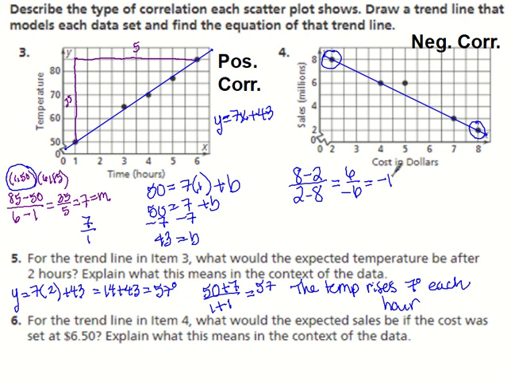So we're going to now use this. For me, at this point, I don't care which point I use because they're basically the same numbers. I'm going to use 2, 8 actually. So I'm going to go 8 equals negative 1 times 2 plus b. So again, I'm using this point up here. I get 8 equals negative 2 plus b. I'm going to add 2, and I'm going to get 10 equals b.